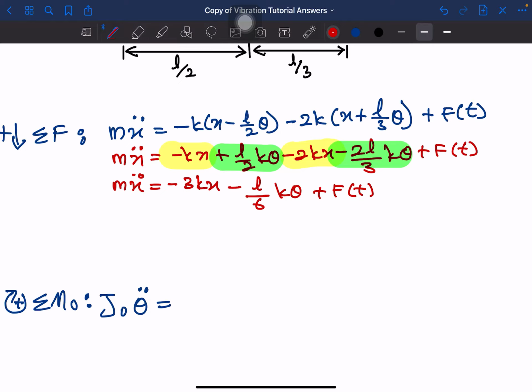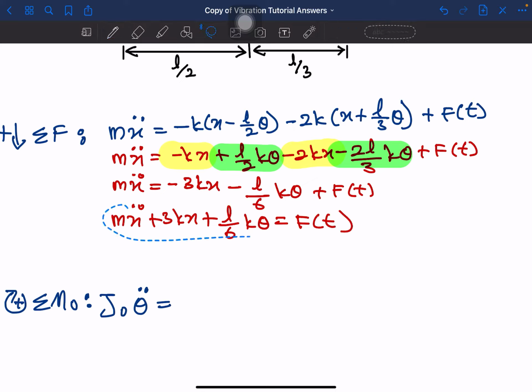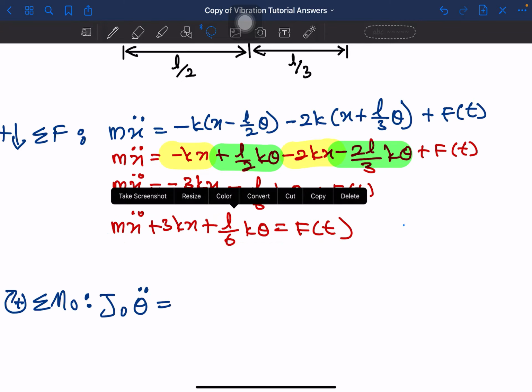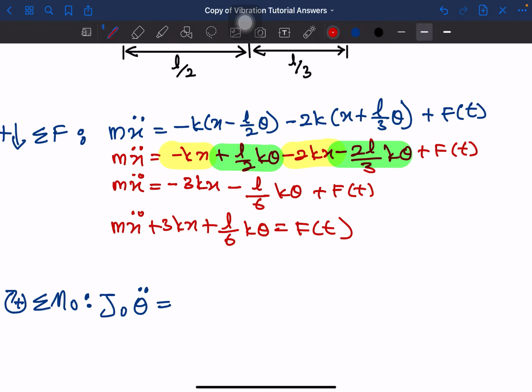So bring everything to the left side. So mx double dot plus 3kx plus l over 6 kθ equals Ft. Alright, so this is your equation from the free body diagram.